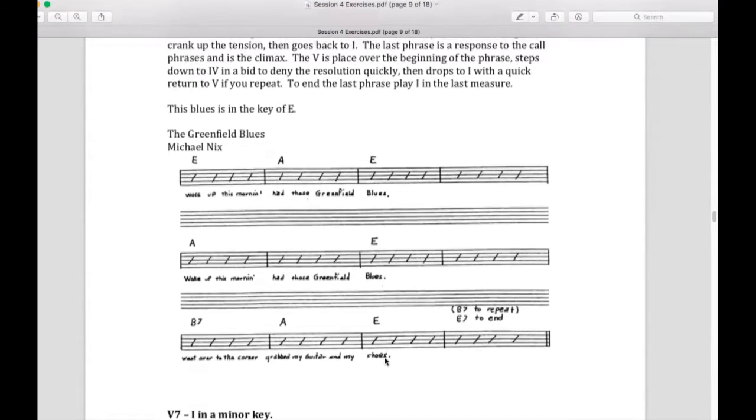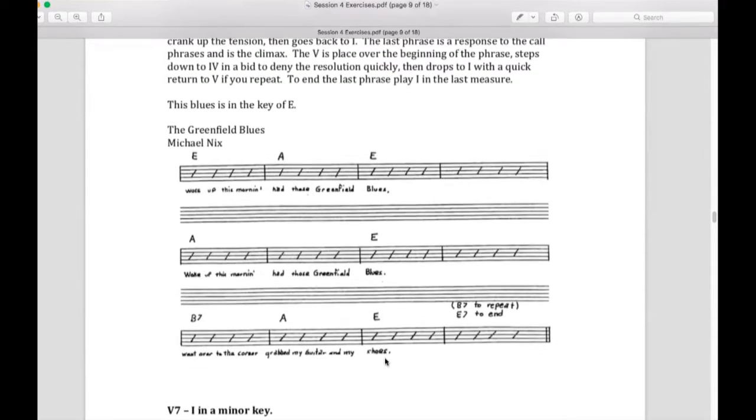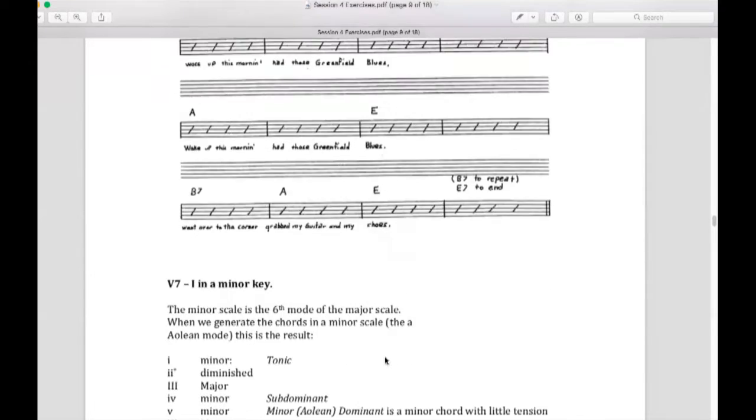These are the various ways that 1, 4, and 5 are used together. Any questions? Okay, so we're going to move on.